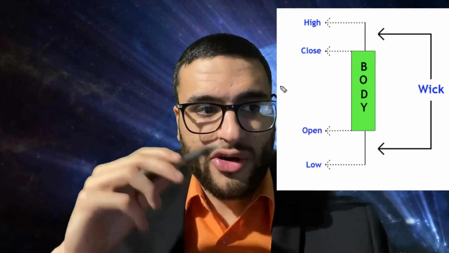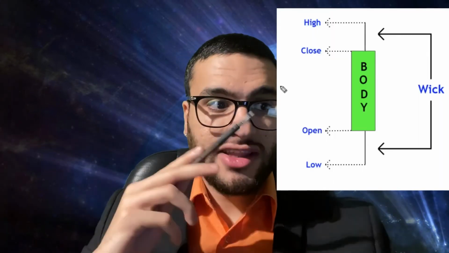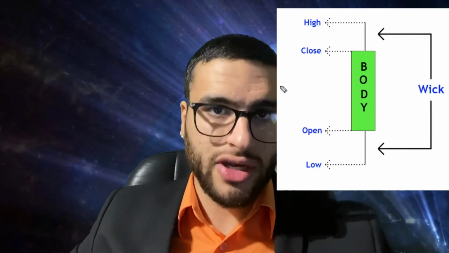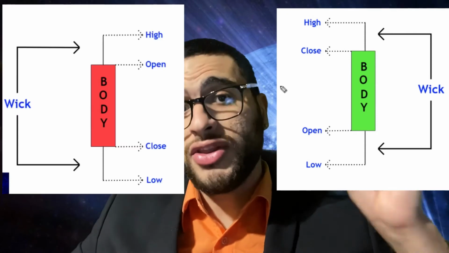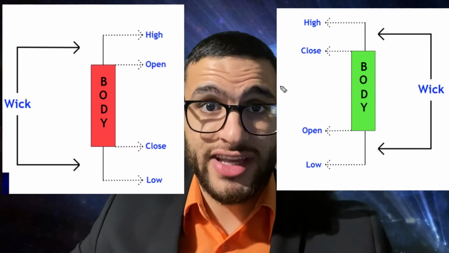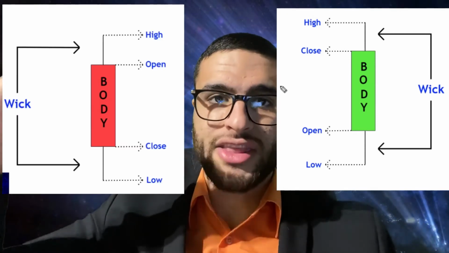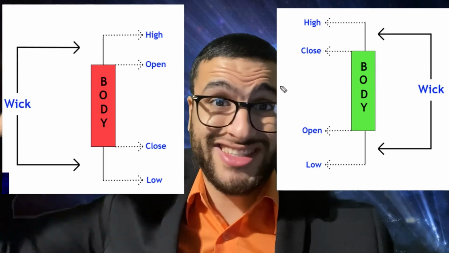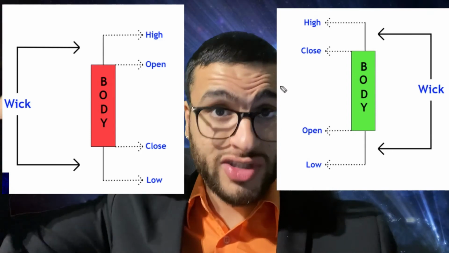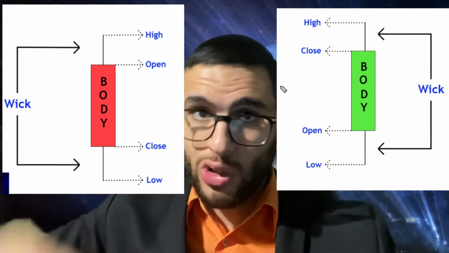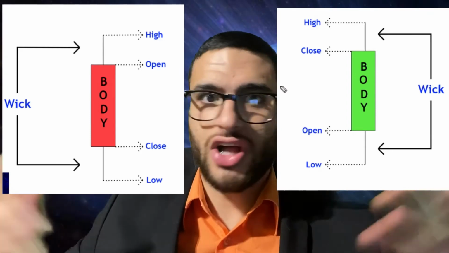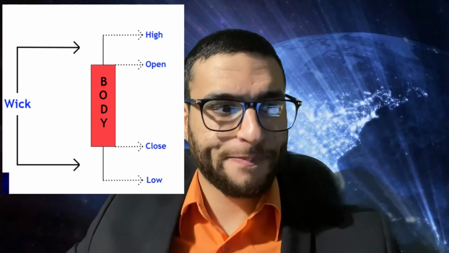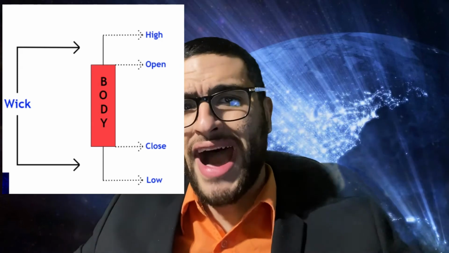So in a green candlestick, as you see, the open is at the bottom and the close is on top, because it's green, because the stock went up. On the other hand, in a red candlestick, the open is on top and the close is at the bottom, because the stock went down. It opened high and it closed down. That's why it's red. Red is not good, okay? The newsflash, red is not good. However, the low and the high remain the same.